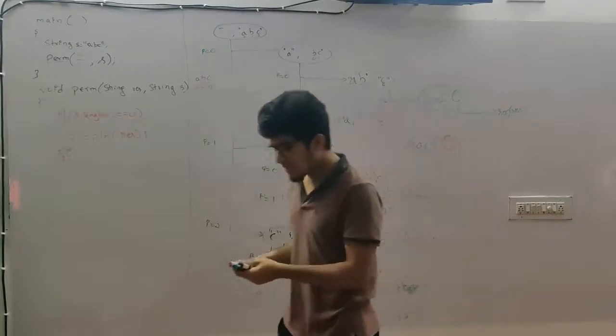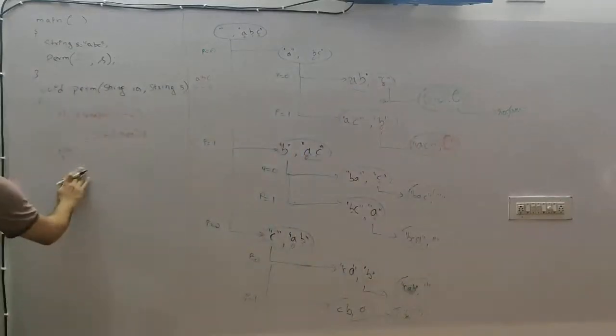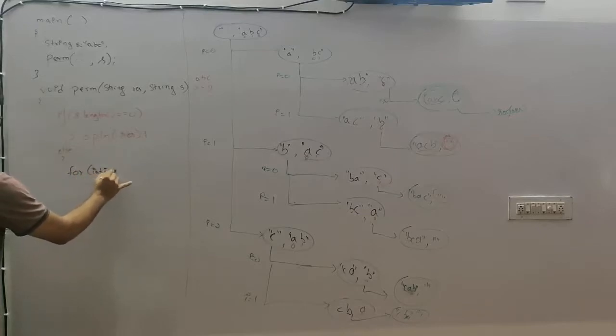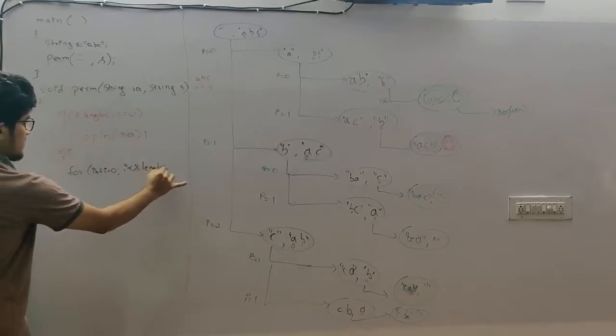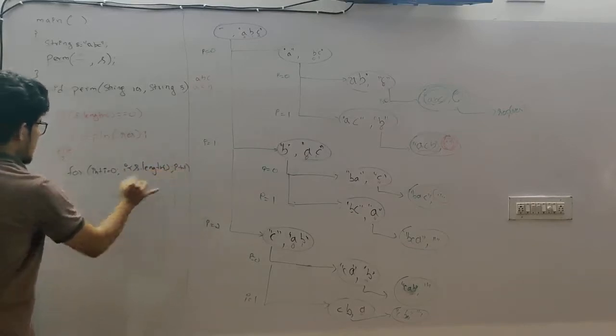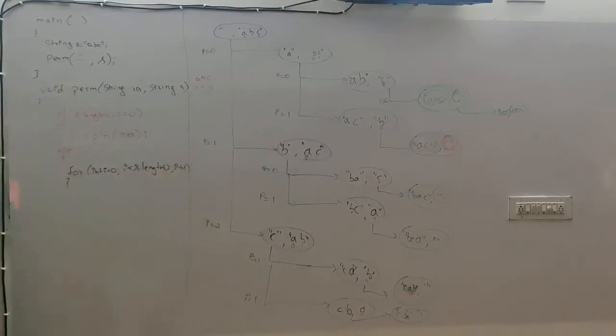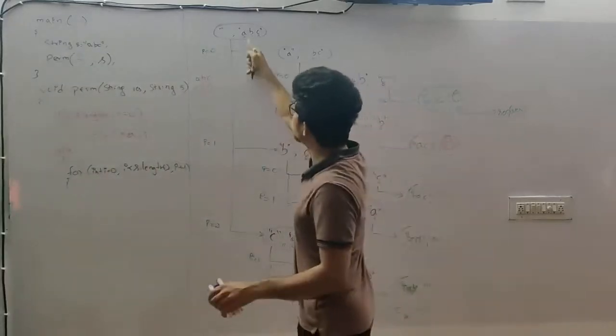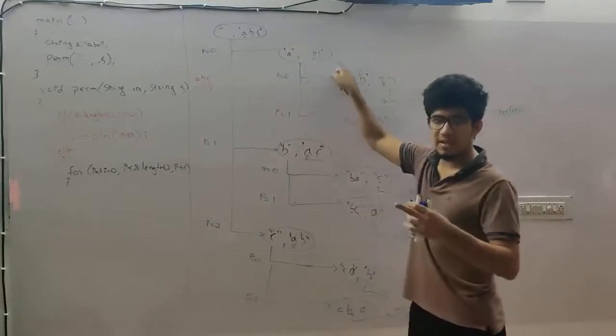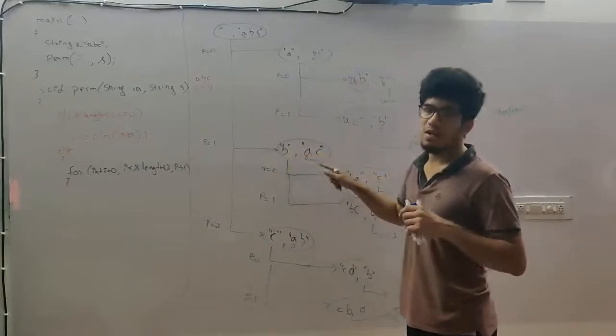So let me write one loop here. Let me write a for loop where int i starts from 0, i is less than s.length, i plus plus. I am writing a for loop now. Why? Because I have to select the 0th character and call one method, then select the first character and call one method.